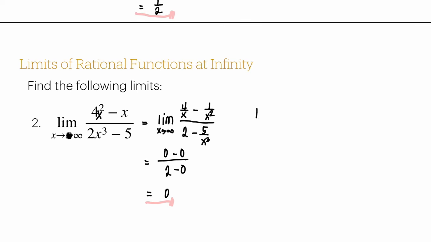So if you have another example like the limit of x plus 2 over x squared plus 4, as x approaches positive infinity, because the degree of the polynomial here is greater than that of the numerator, we can automatically just say that the limit is 0.